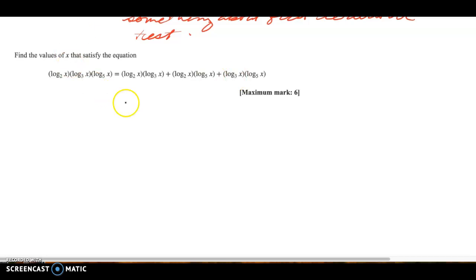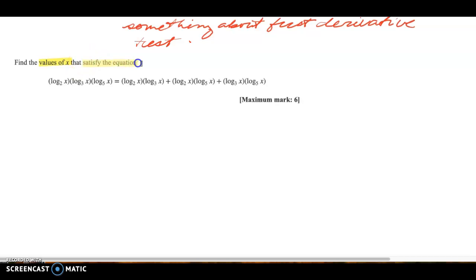Okay, to solve this problem, you just have to consider one. You want to find values of x that satisfy the equation. Sure. Well, one value you know is this.